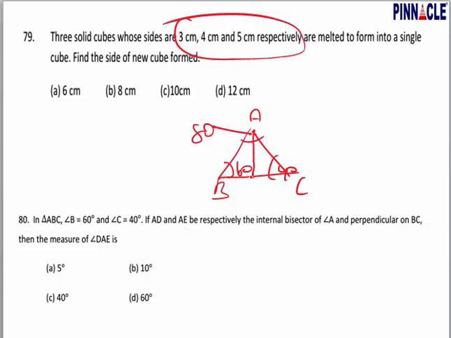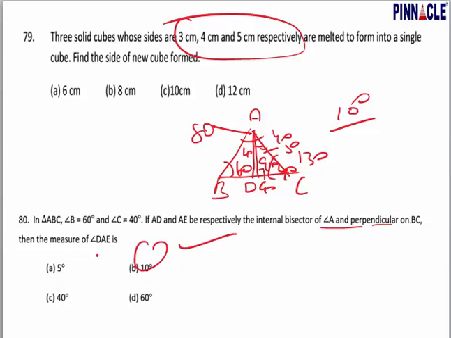It means AD is the internal bisector. It means this is 40. In case of D, this is 40. And this is also 40. And this is 40 also. And AE, AE is the perpendicular. You can say this is 90. So AE is the perpendicular on BC. That is 90. 90 plus 40, 130, and it means it will be 50. So one is 50, another is 40. Difference is 10. 10 is the difference. Answer is B. We have to find the DAE value.